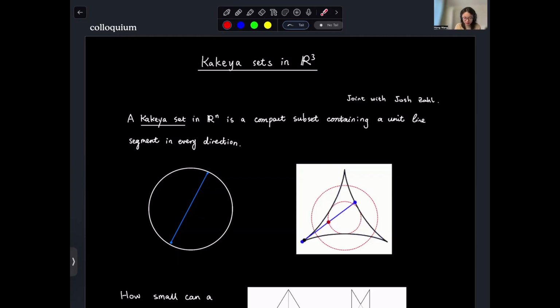So here is the definition. A Kakeya set in Rn is a compact subset containing a unit line segment in every direction. One simple example is the unit ball, which contains a unit line segment in every direction. And this is a more sophisticated example. As you can see, the unit line segments can rotate, so they can point in every direction. And if you calculate, this area is smaller than the area of the unit disk.